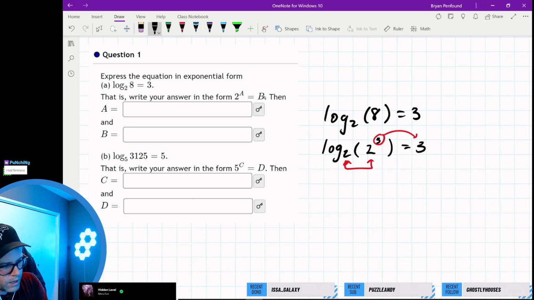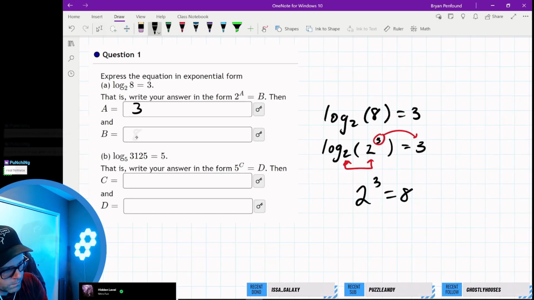Oh, write your answer in 2 to the a equals b. Yeah, 2 to the 3 is equal to 8. Right? 2 to the 3 is equal to 8. And so I guess a is equal to 3 and b is equal to 8.